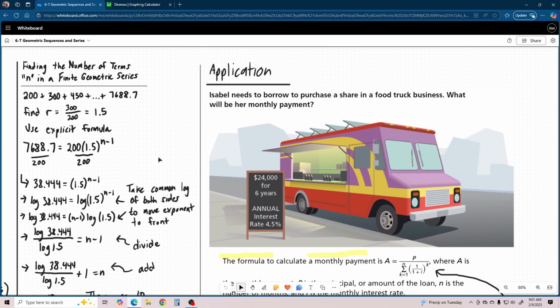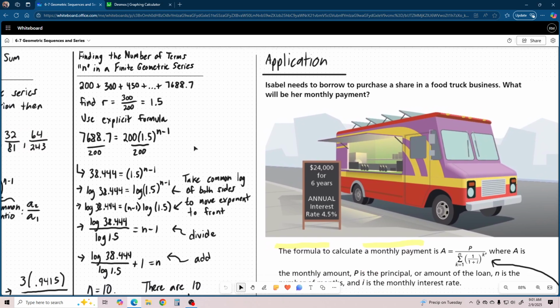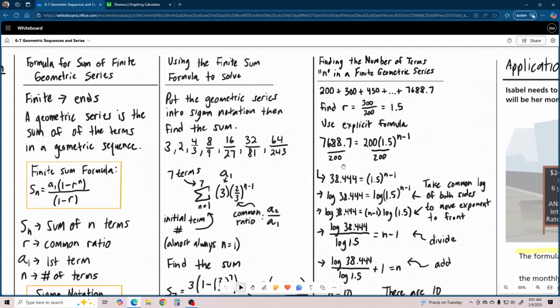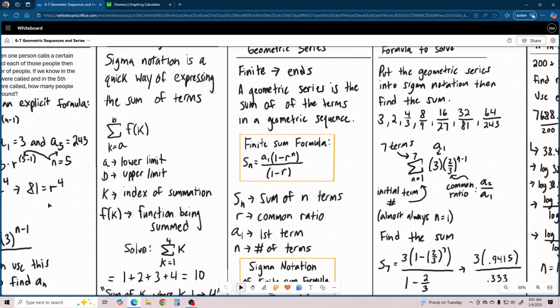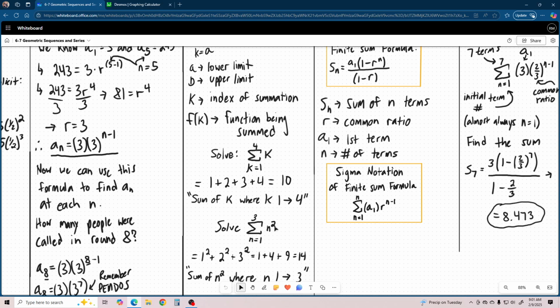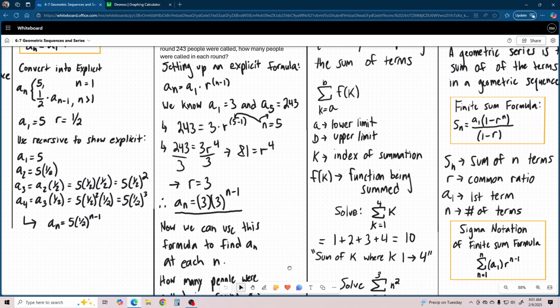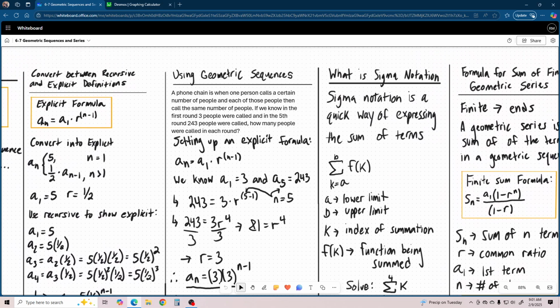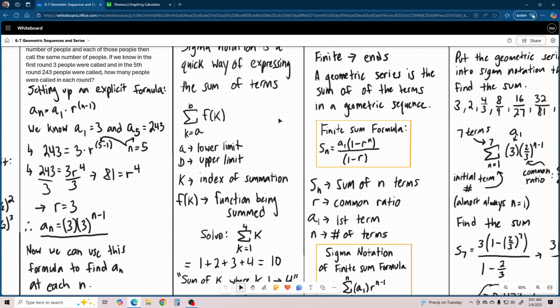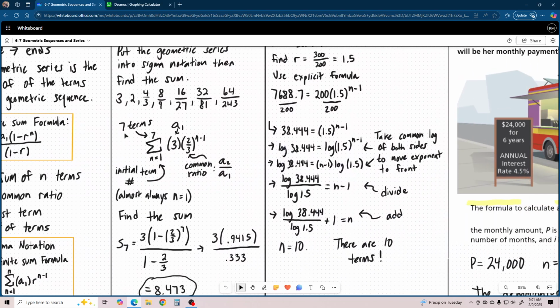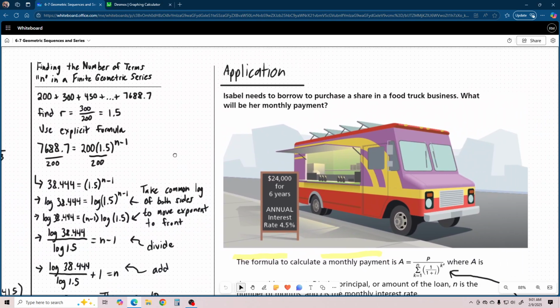So let's plug this into our explicit formula, okay? Our explicit formula is going to be 7,688.7. In other words, it's all the way back here, isn't it? Yeah. So hopefully you have this written down somewhere. But our explicit formula is, where are we? There we go. It's our final term equals our first term times our common ratio to the n minus 1. So that's what we're going to be using here.